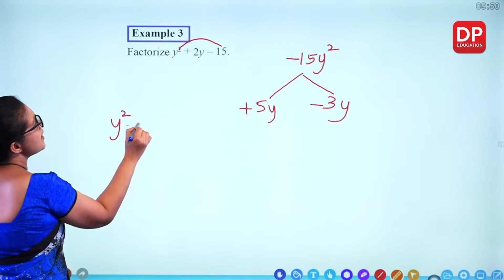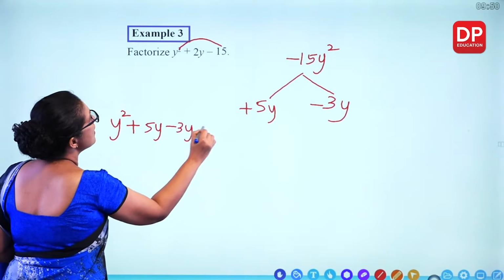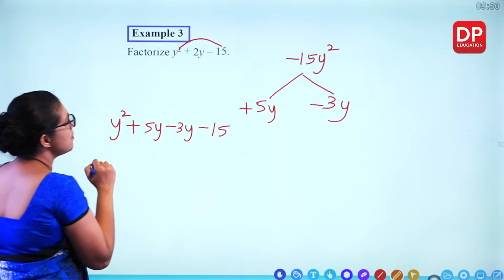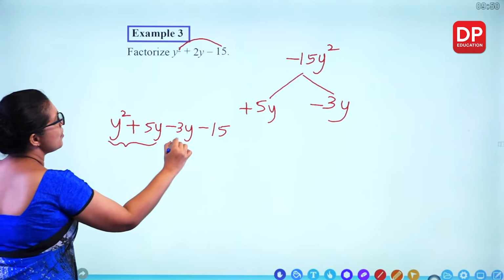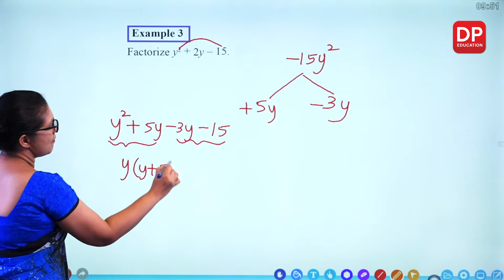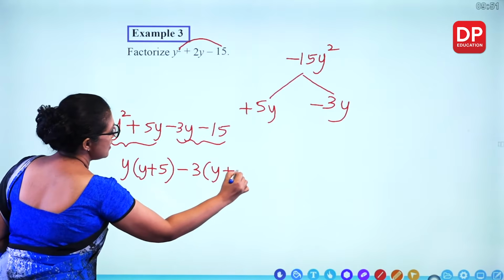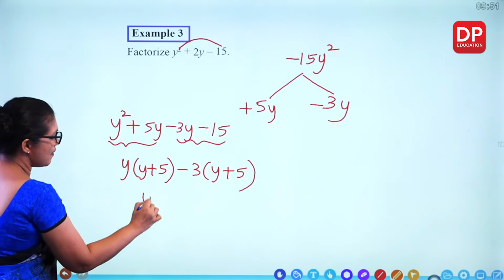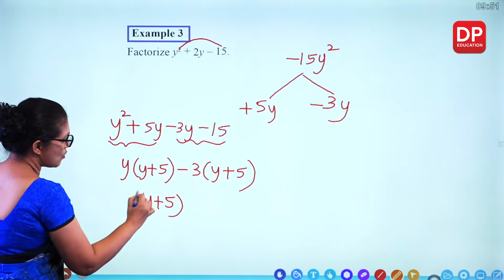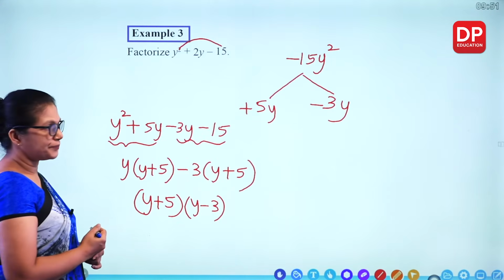So I can write the middle term as plus 5y and minus 3y. Take 2 at a time and factorize. So here I can take minus 3 out. This becomes y plus 5. y plus 5 is common. You get y minus 3.